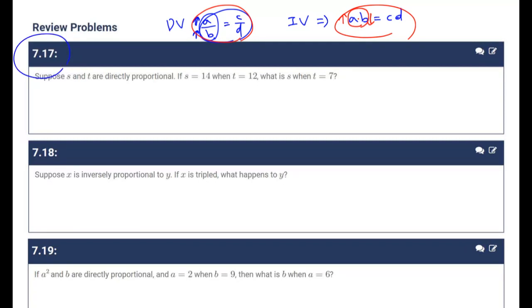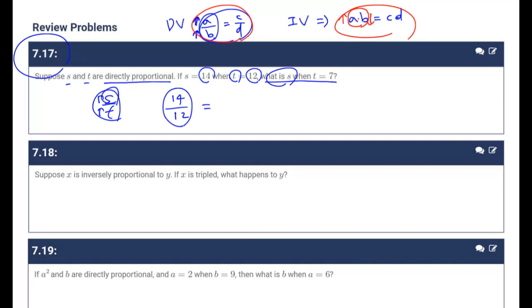They say S and T are directly proportional. So we're going to use S over T, okay? Increase case, right? Now S is 14. Let me put that on the top. And 12 for T. So that goes on the bottom. Now, what is S when T equals 7? Well, since this fraction should stay the same, and what is S? Well, S belongs to the numerator. That's how we set it up, right? That goes there, and 7 has to be down there because T is the denominator, right?